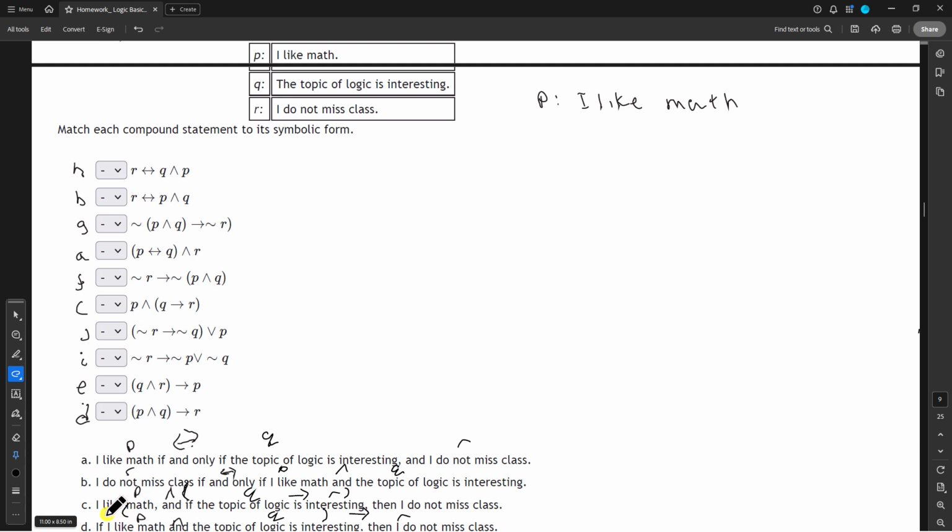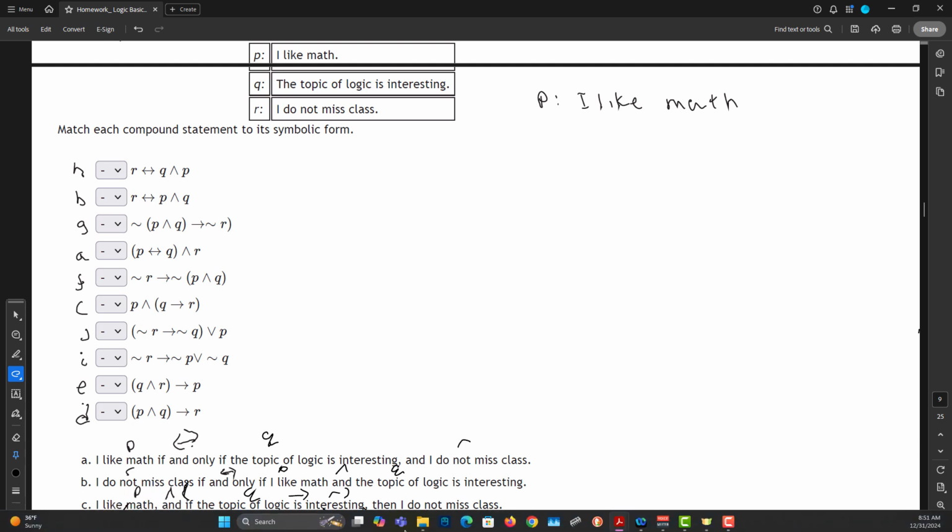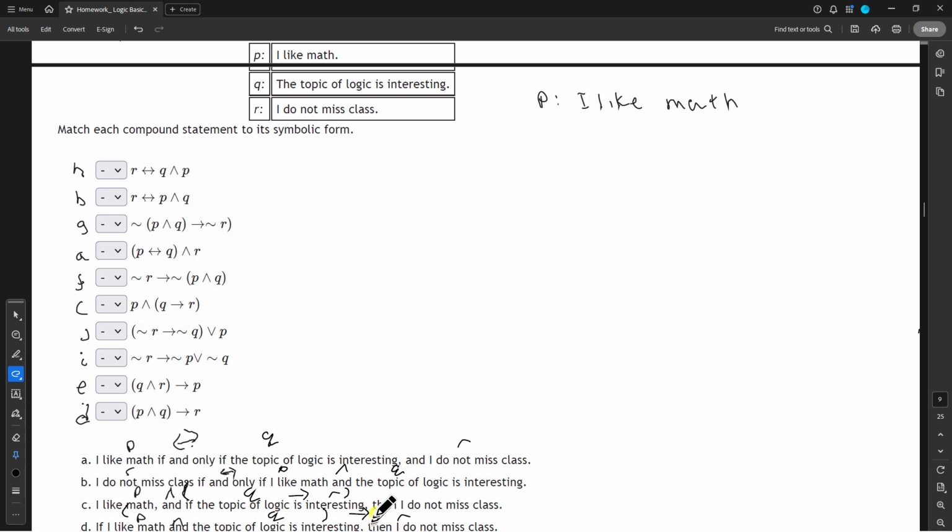So you got the if in the beginning here, so it's going to be if then. So you're going to have an implication statement there. And that's how you go about doing those. Okay. And I'll stop here.